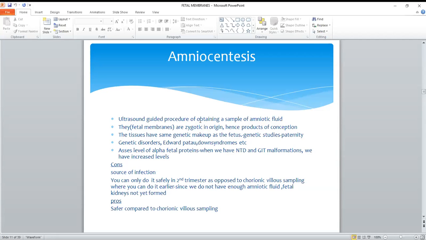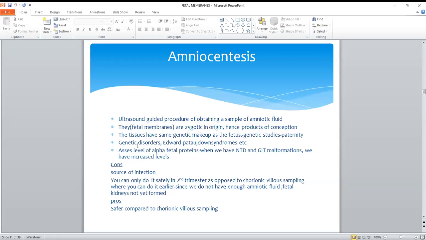So it's an ultrasound guided procedure of obtaining amniotic fluid. So it's basically for obtaining amniotic fluid. The fetal membranes are zygotic in origin, hence they are products of conception, as I had alluded to earlier. So the tissues have the same genetic makeup as the fetus. So they can be used in genetic studies, like paternity, to know who is the father of the kid or not. That's one of the uses of this amniotic membrane.